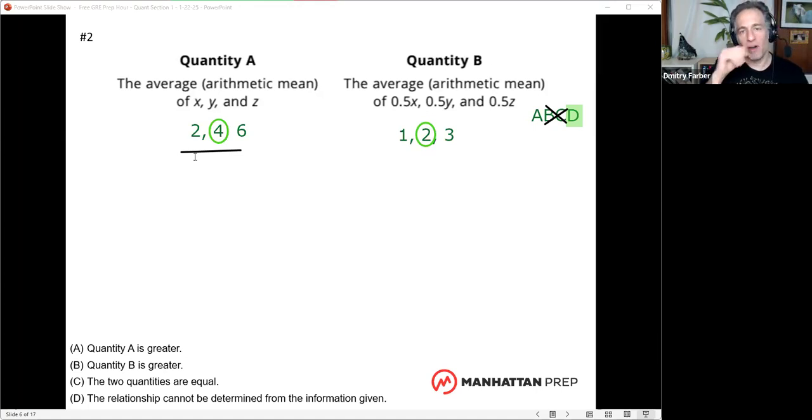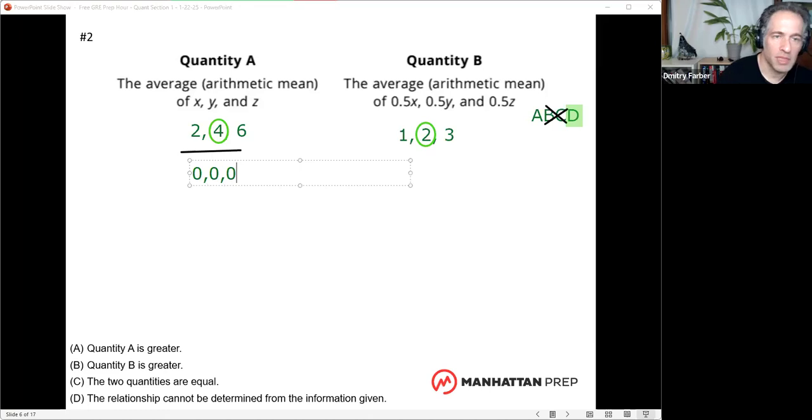So what could happen where having X, Y, and Z doesn't make B smaller than A? One quick way to do that would be to make them all zero. Didn't say they weren't. So then these would still be zero. Then they'd be equal to each other. That would correspond to an answer of C, crossed out C, which tells me my answer is D.